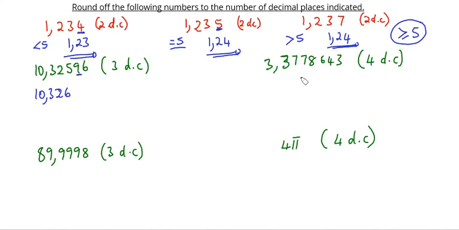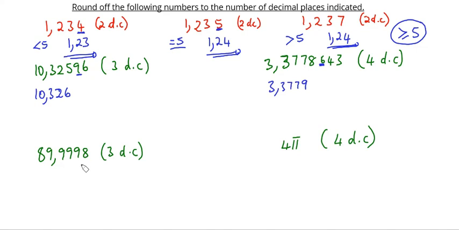Then what about this one here? We need 4 decimal places. We're going to count here: 1, 2, 3, 4. And we look at this number here. When we look at it, it's above 5, and when it's above 5, we're going to add 1 here. Then it's going to be 3,3779. Okay, that becomes our answer.